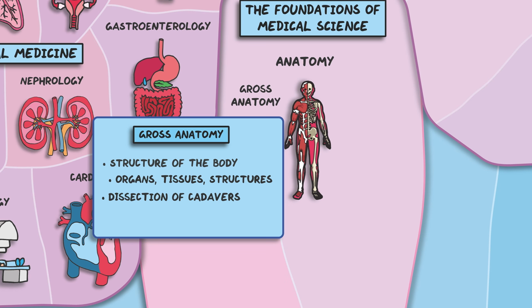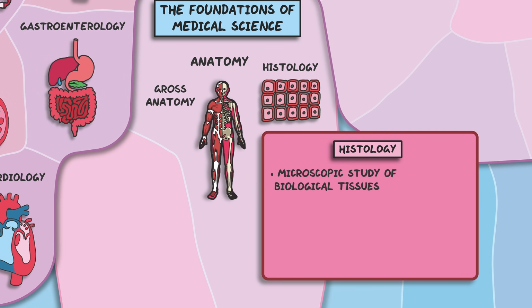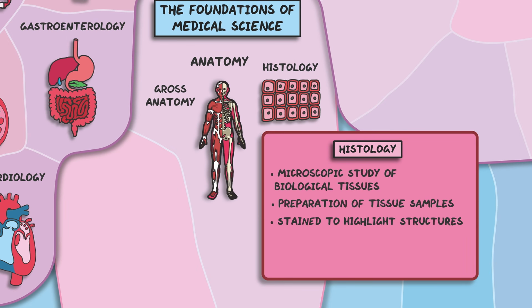It's often studied by medical and healthcare students to provide a foundation for understanding the structure and function of the human body. Histology is the part of anatomy that studies the microscopic structure and function of biological tissues. And in medical practice, histology is used to identify the presence of disease in tissues obtained from biopsies or surgical specimens. Histology involves the preparation of tissue samples, which are then stained with various dyes to highlight different structures and cellular components.